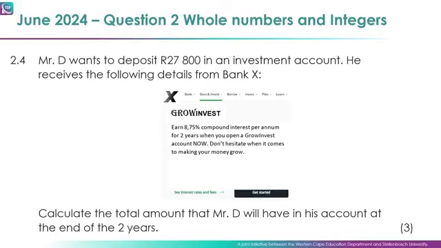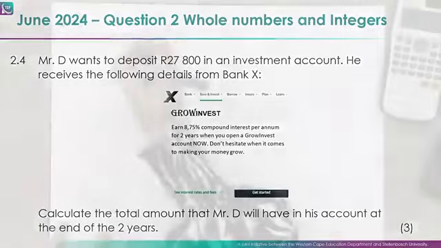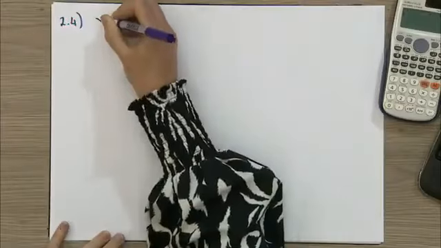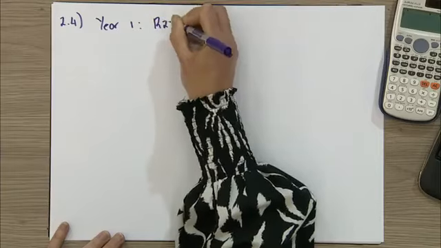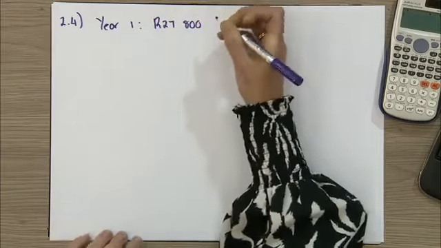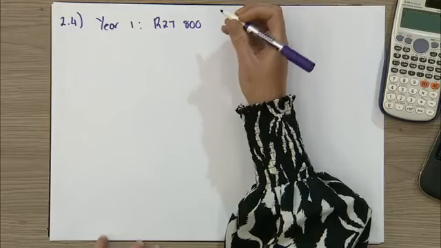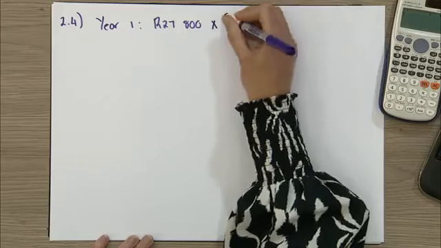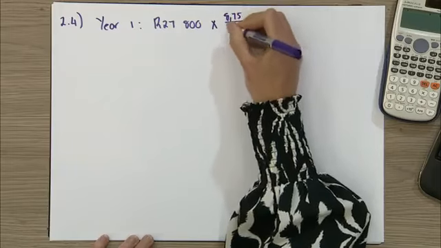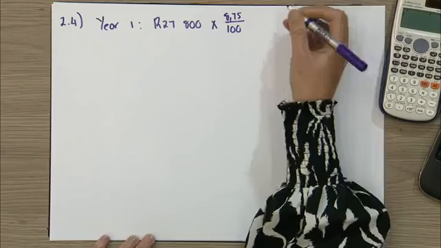Now, grade 9s, there are 2 ways we could have done the sum. So, they are talking about compound interest, so we must remember that means you earn interest on your interest every year. So, let's see. He's investing 27,800 Rand. So, in the first year, in year 1, if he's investing 27,800 Rand, and he's receiving 8.75% interest. Remember, if I'm going to multiply that as a fraction, it's 8.75 over 100, because percentage means out of 100.